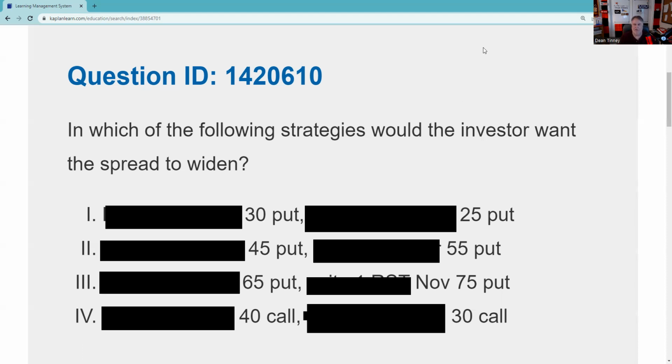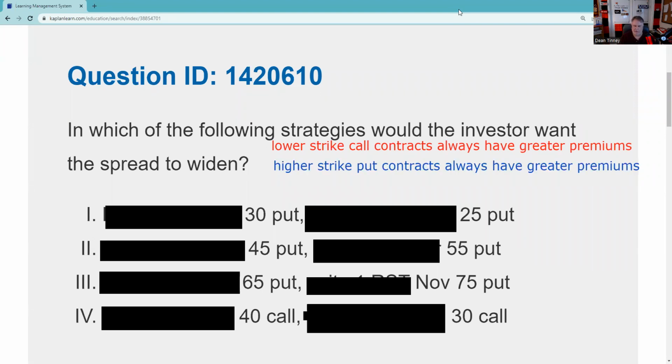Now, to answer this, you're going to have to know that lower strike call contracts always have greater premiums, and higher strike put contracts always have greater premiums. A choice to buy at a lower price is more desirable than a choice to buy at a higher price. So people who sell them know that and will charge you accordingly. As we see here in Roman numeral 4, we have a 30 call and a 40 call. The 30 call is going to have a greater premium.